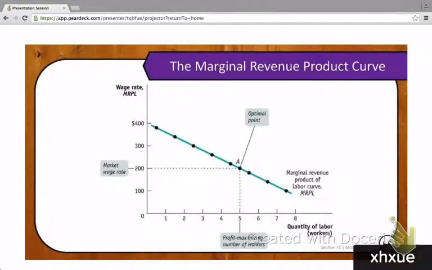Now think back to the law of demand. What we see here is the same as the law of demand. So the value of the marginal product of labor curve slopes downward, but it is also the demand curve for labor. It's not just the marginal revenue product of labor curve, it is also the demand curve for labor. So for any factor, the value of the marginal product curve serves as the demand curve for that factor of production.